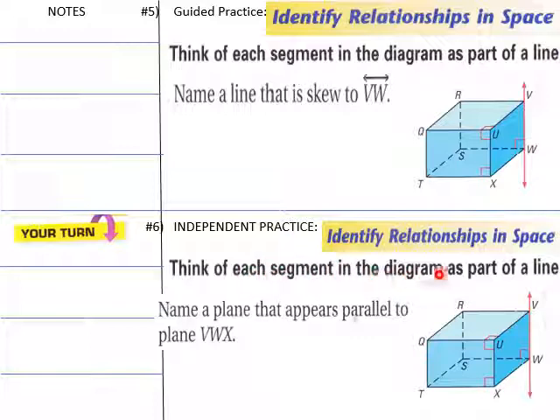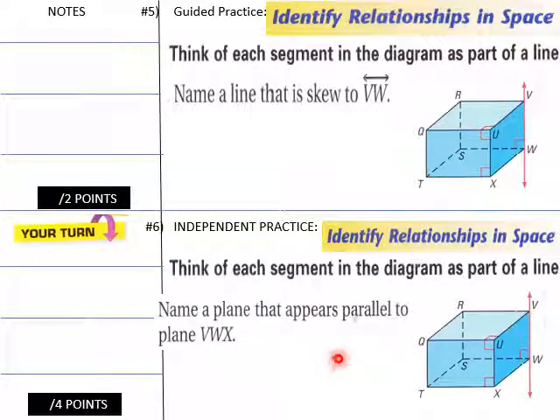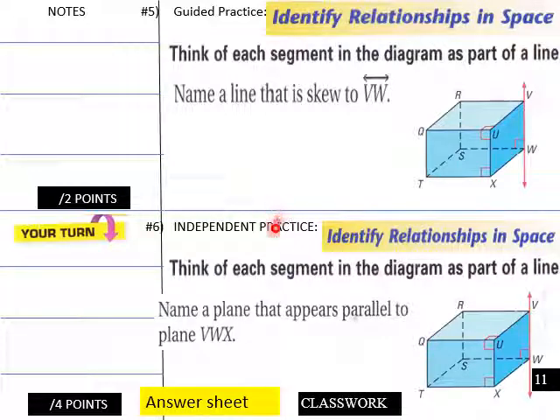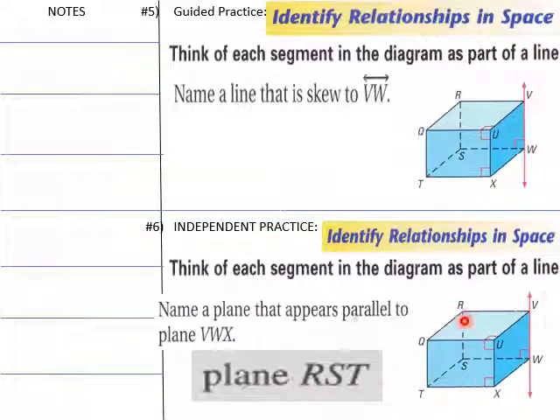And then down here, think of each segment in the diagram as part of a line. Name a plane that appears parallel to plane VWX. Let's see, VWX would be this plane here. Name a plane that appears parallel to that. Students, that's on you, although I think you'll get a solution here. Just wait up, teachers, a couple minutes, 2-3 minutes. Then plane RST appears parallel to VWX here.